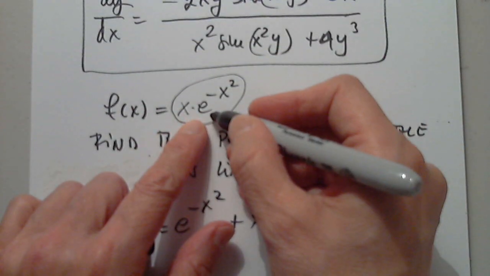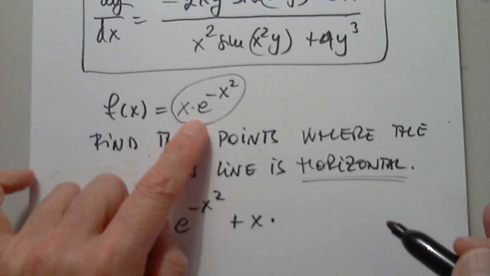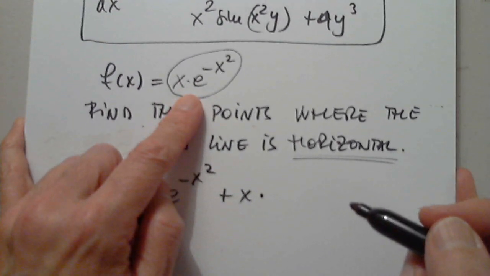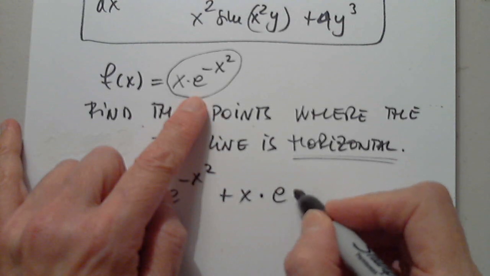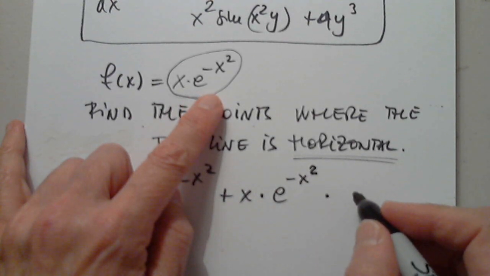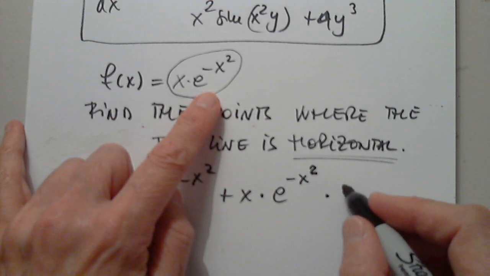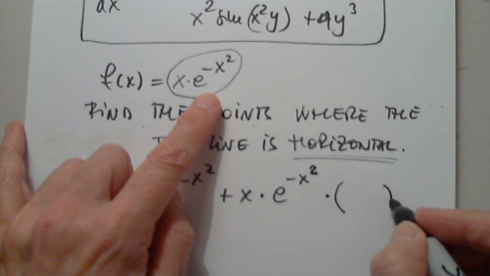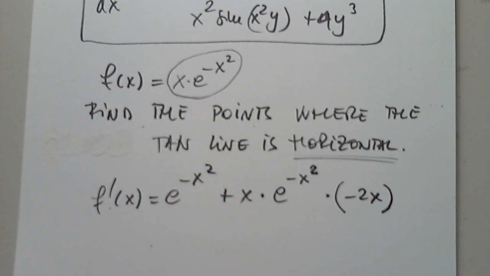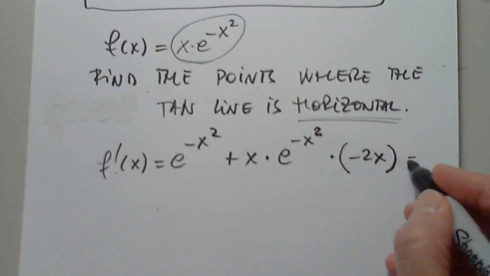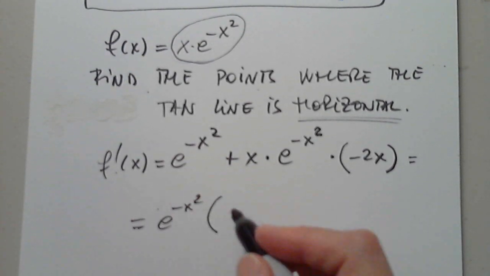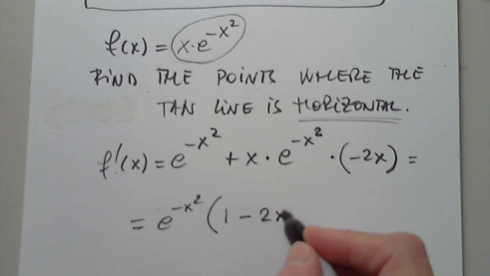Can anyone help with differentiating e to negative x squared? The e to the power of negative x squared times negative 2x. Exactly. Perfect. Awesome. So I will factor out e to negative x squared, and I have 1 minus 2x squared.